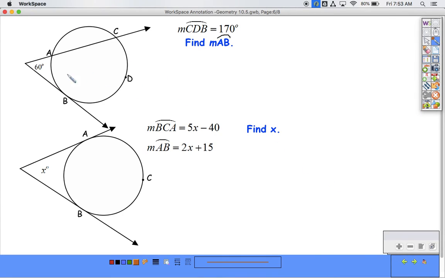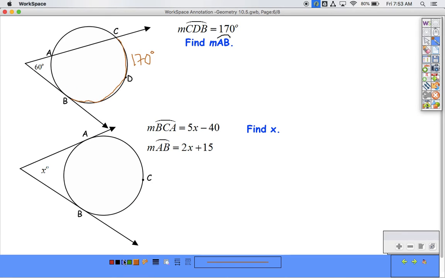So here we have an example. Our outside angle is 60 degrees. We're supposed to find arc AB. We know that CDB, see how close I can follow this, pretty close. That arc is going to be 170. And we're trying to find AB right here.